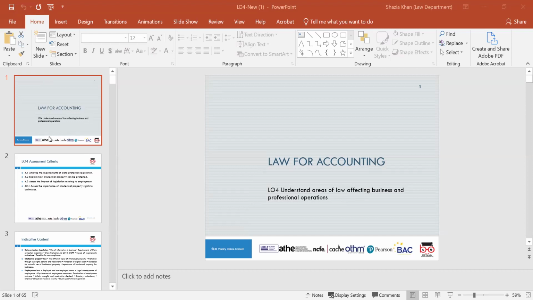I just want to summarise what we did in the last Learning Outcome, which is Learning Outcome 3, so you've got a better idea of what we did in the last session, and then we'll carry on to Learning Outcome 4. So in the last session, we looked at legal principles, legislation, case law, and ethical codes, and why they're so important for a business or an organisation.